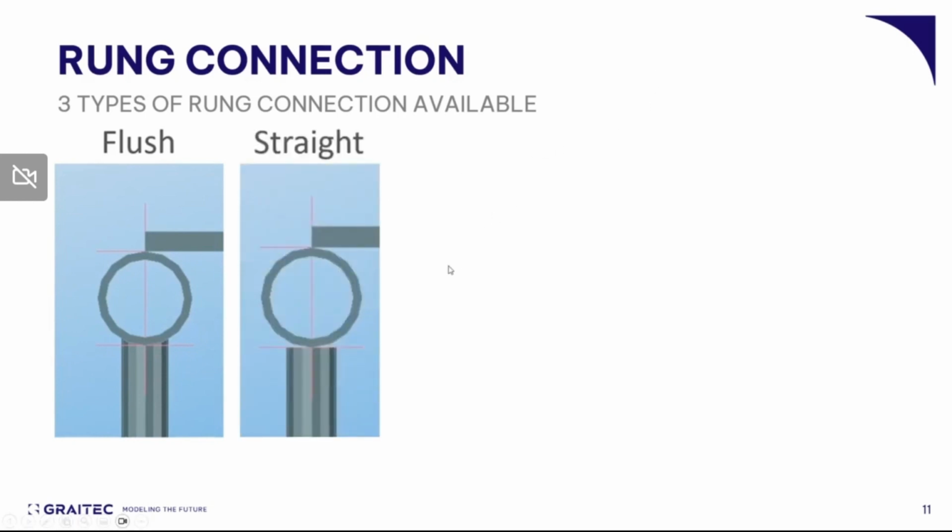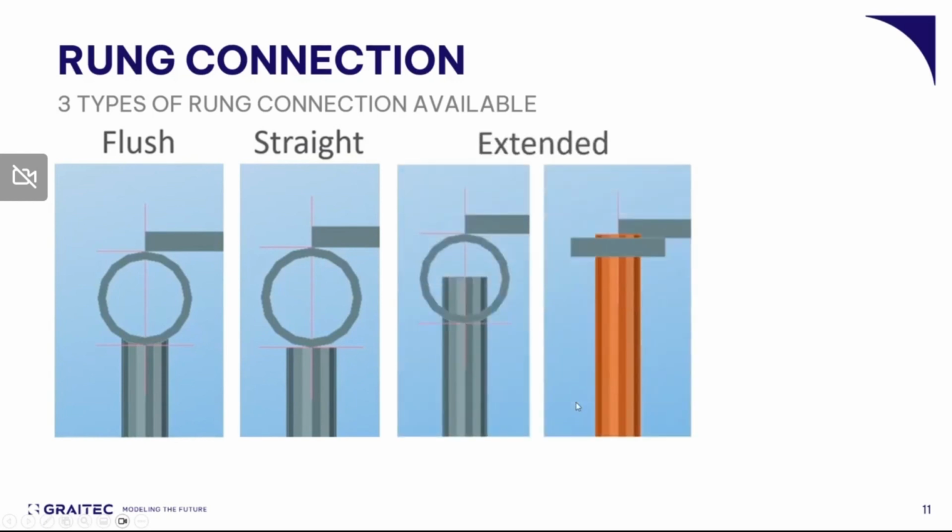Or you can have straight, where it just simply cuts the rung off square and it just butts up against the stringer. In this case, we've got gaps created by that, so we'd have to fill out those gaps here and here using weld or something. The third type is extended, where you add an extra length to the rung and it goes through a hole in the stringer. It makes a hole in the stringer.